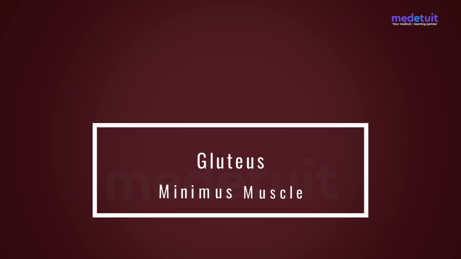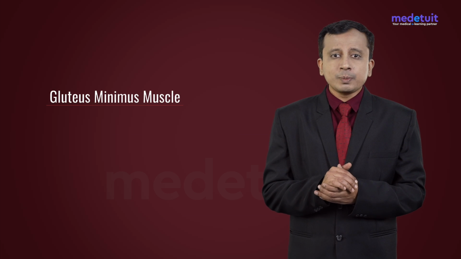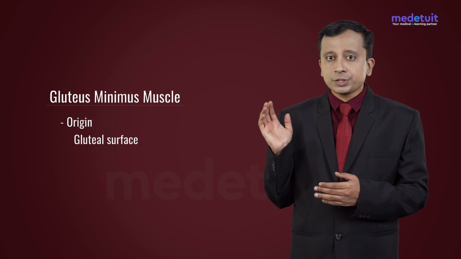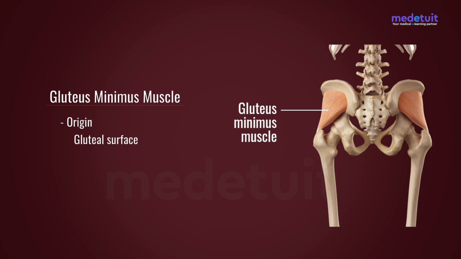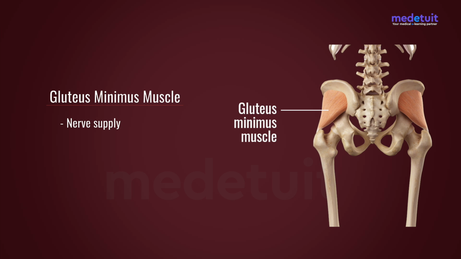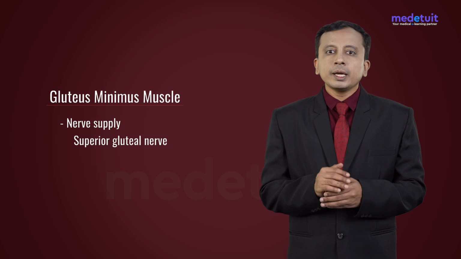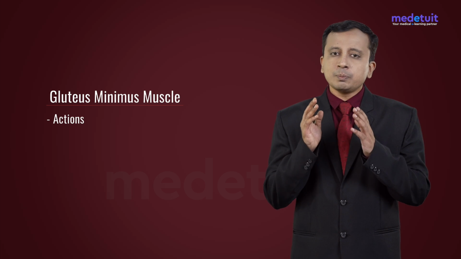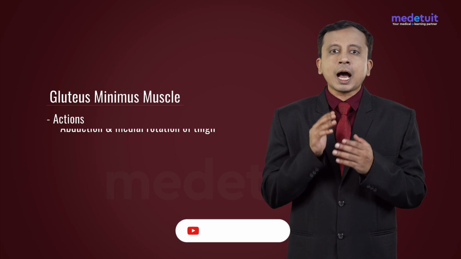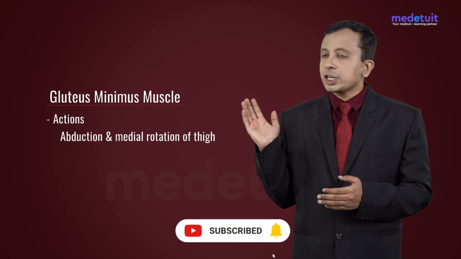Gluteus minimus muscle, this muscle takes its origin from the gluteal surface between the middle gluteal line and the inferior gluteal line. It goes laterally and gets inserted to the anterior surface of the greater trochanter of the femur. This muscle is supplied by superior gluteal nerve. It is a combined action of gluteus minimus along with gluteus medius. It will be helping for abduction as well as medial rotation of the thigh.